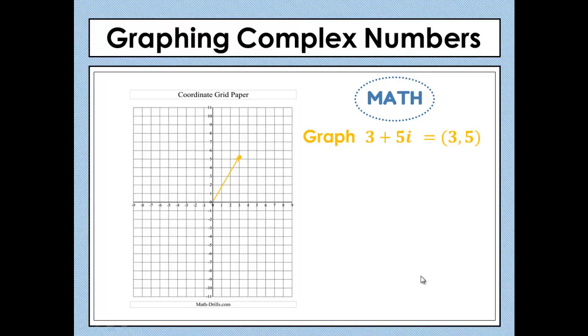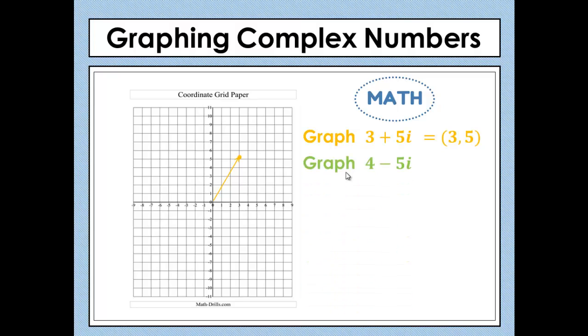So I go over 3 on the x, so this is my real axis. And then the y-axis, that's my complex axis. So I go 3 on my real axis, 5 on my complex axis. I plot a point, and then I draw an arrow from the origin to that point. And that's how you graph a complex expression.